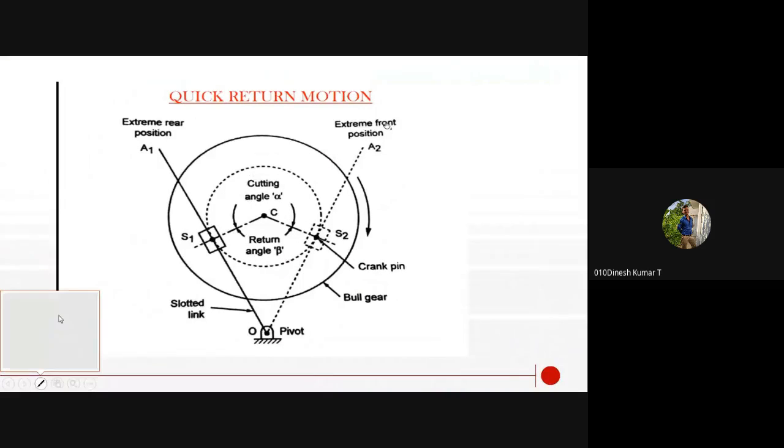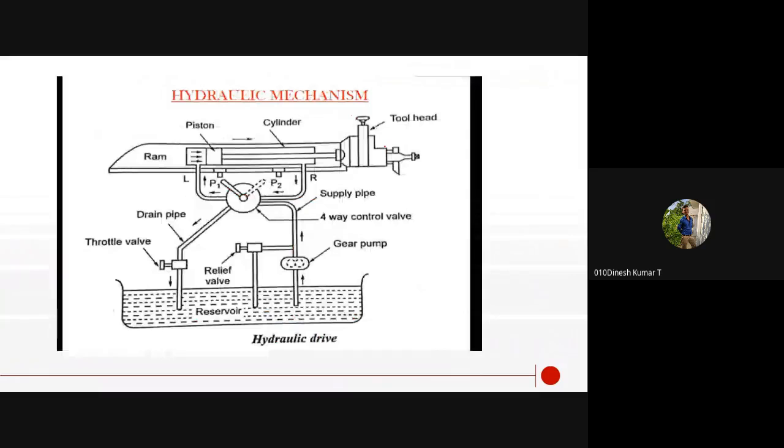Here is the quick return motion. Alpha is the cutting angle, while beta is the return angle. It is a pivoted link. It is a slotted link. The crank pin, bull gear, and pinion gear you have already seen. Now this is the hydraulic mechanism setup.